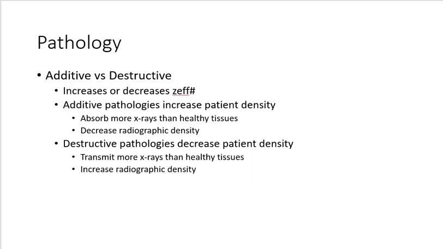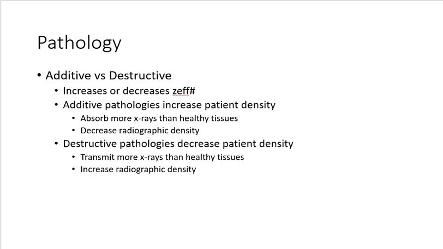I touched on this earlier. You have two different types of pathology: additive and destructive. The difference between the two is what does it do to the tissue? Does it add patient density to the tissue? Does it remove patient density? So an additive condition would be where you increase patient density.